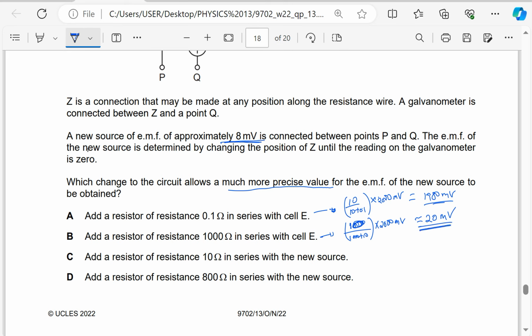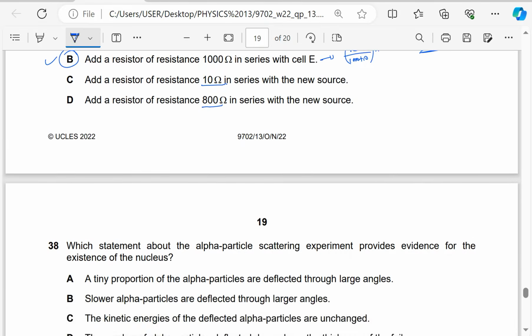Then if this arrangement gives a PD across the wire of 20 millivolts, it is most likely going to give a more precise measurement of 8 millivolts. So the answer is most likely going to be B. Because 10 ohms is much smaller, it will give a value bigger than 20 millivolts. 800 ohms is smaller than 1000, to also give a value bigger than 20 millivolts. So it means the most appropriate is going to be B.